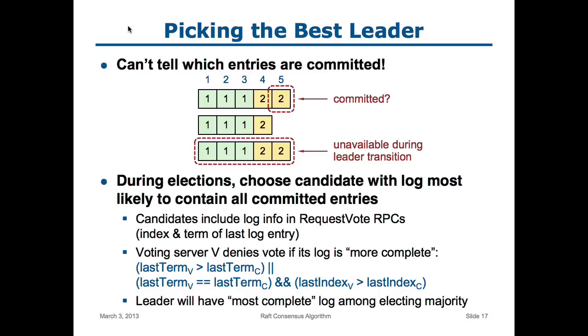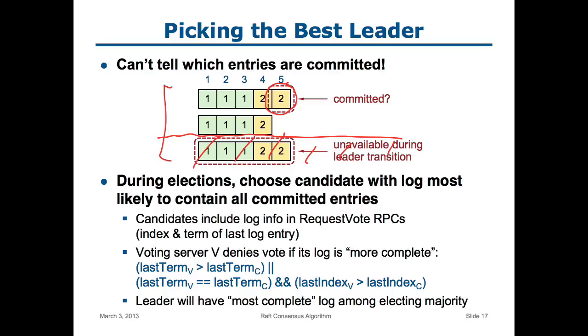So how do we make sure we pick a leader that holds all of the committed log entries? Well, first of all, this is kind of tricky because we can't actually tell which entries are committed. If we consider this cluster with three servers in it, and suppose that we're having to pick a new leader, but one of the servers is not available, then just looking at the servers that are available during the transition, we can't really tell whether entry 5 is committed or not. It depends whether it's stored on this unavailable server. In this case it is, but in other cases it might not be. We can't know for sure which entries are committed.